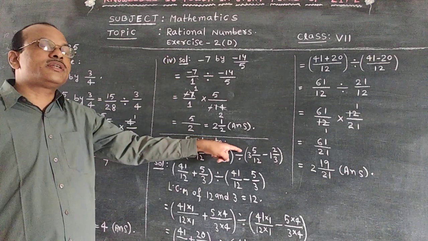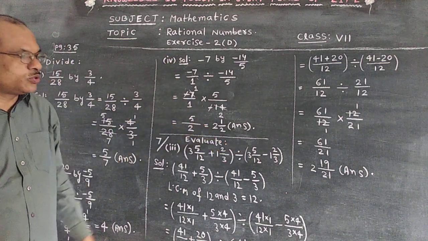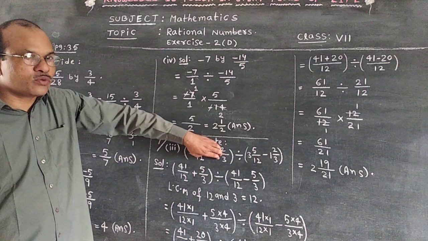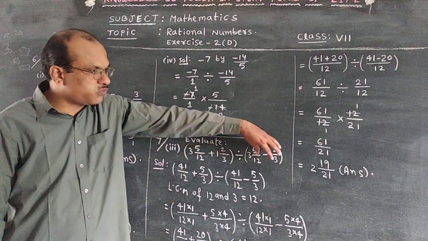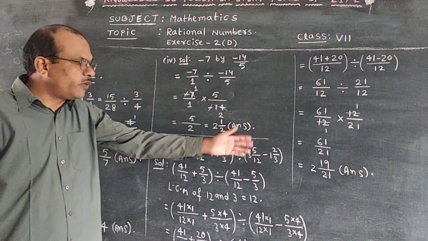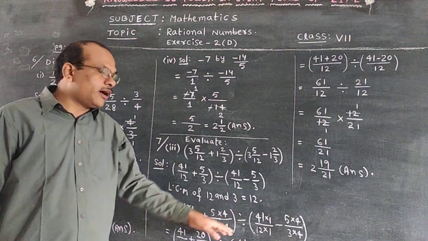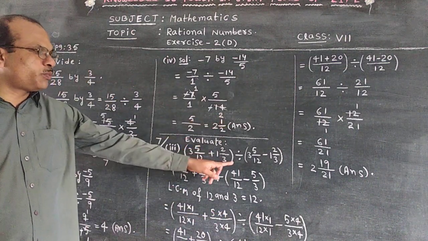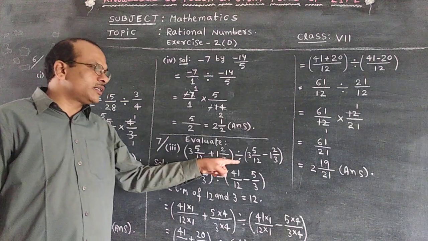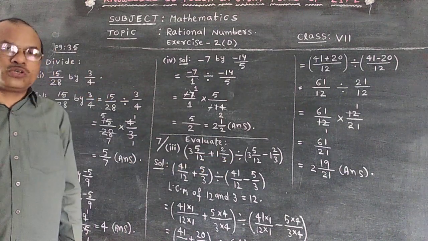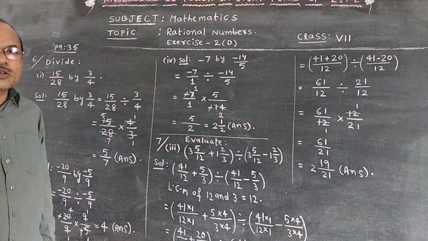Same way here also there is a division symbol. For this, what we have to do? This full part we have to simplify. Same way that full part also we should simplify. Whenever we get the answers separately, then we will write the reciprocal, that too by changing the division symbol to the into symbol. That part only we are going to do.